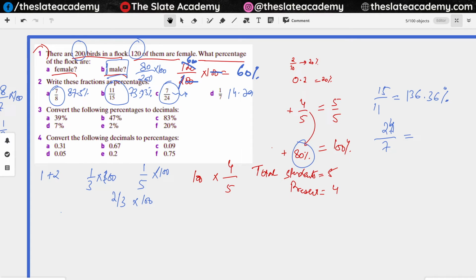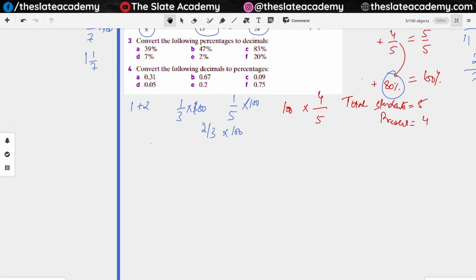Yes, we do that. 86. 342.86%. The last digit, always check if it needs to be rounded off or not. All right. Moving to the next question. Question number 3.